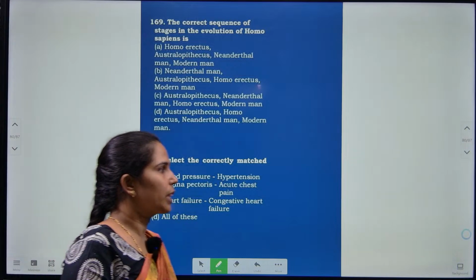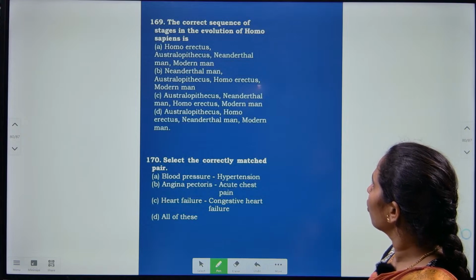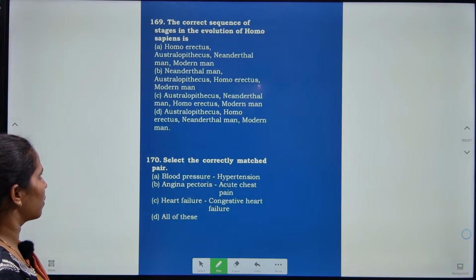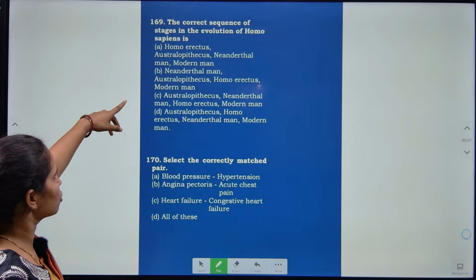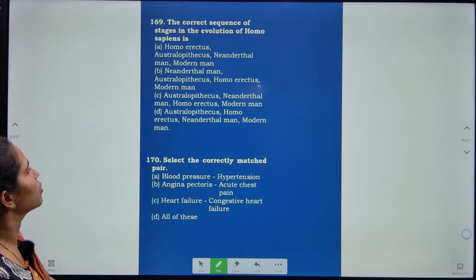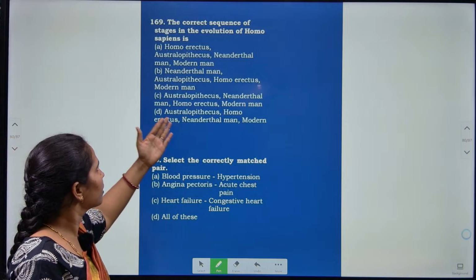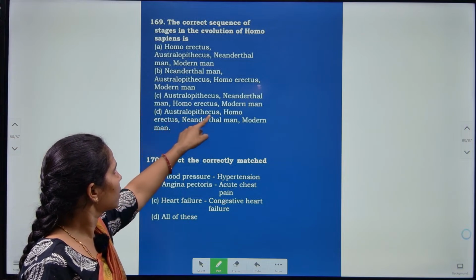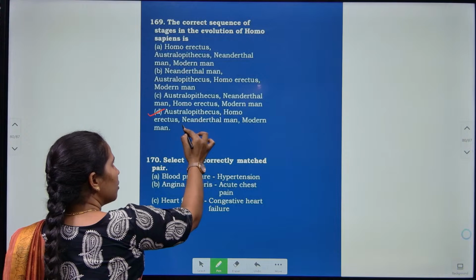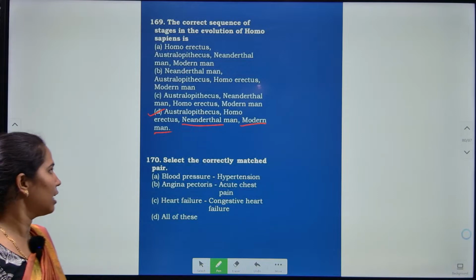Right, now the next question. The correct sequence of stages in the evolution of Homo sapiens is. So according to this, which one will be the correct one? First one is Homo erectus, Australopithecus, Neanderthal man, then comes the modern man, not so. Option B, Neanderthal man comes first, and then Australopithecus, then Homo erectus, then modern man, not so. Australopithecus, Neanderthal, next Homo erectus, modern man, not. First comes Australopithecus, then comes Homo erectus, third one is Neanderthal, and the last one is the modern man. So option D is the right answer.